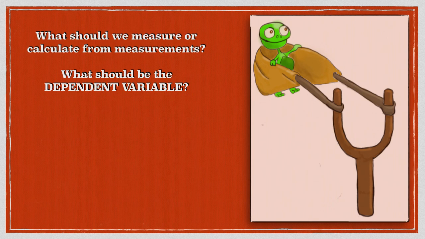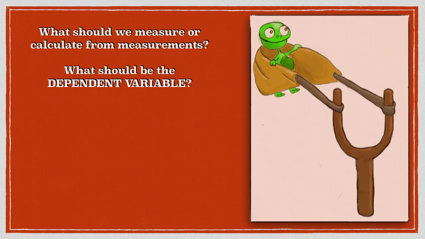What should we measure in this investigation, or calculate from measurements? What should be the dependent variable? Well, I think the sensible one here would be distance travelled. How far will the frogs that have a different mass travel? And how far will a frog travel when fired with different thicknesses of elastic bands?